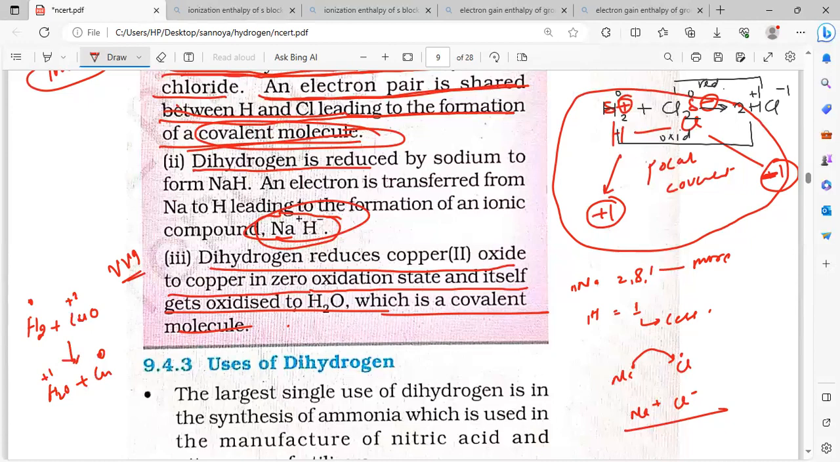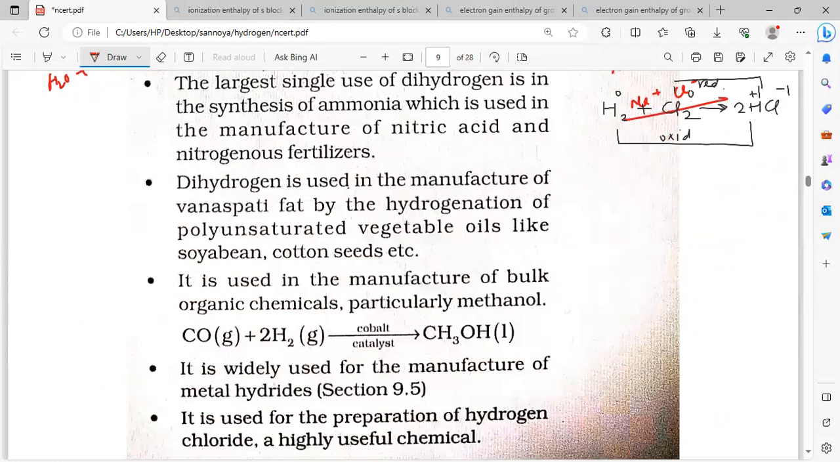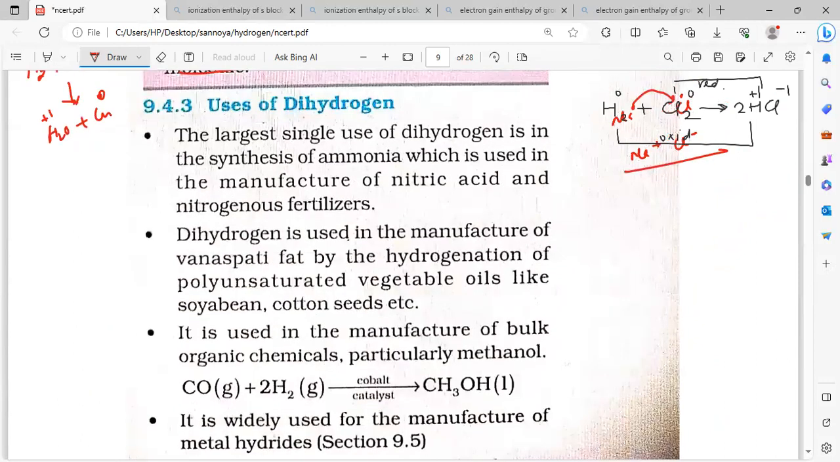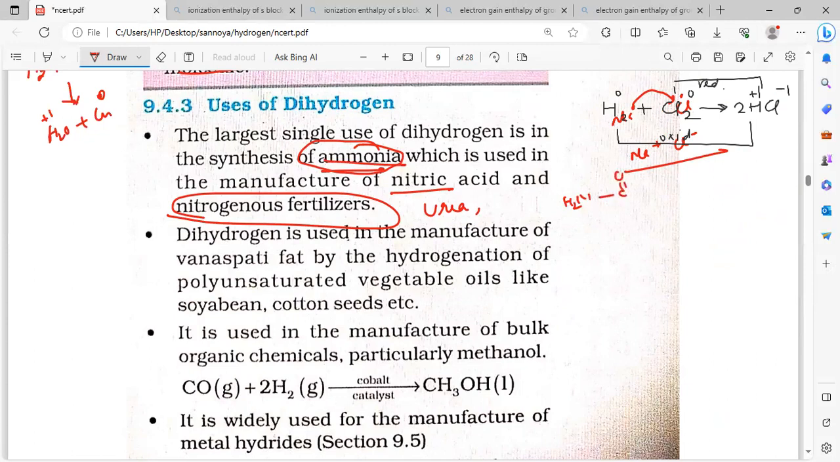Okay, usage of dihydrogen. See the important usages. The first and most important one is the manufacturing of ammonia. Once you prepare ammonia, you can prepare nitric acid, nitrous acid, and nitrogen fertilizers like urea and ammonium phosphate. They are all prepared from ammonia only. The urea formula is NH2, C double bond O, NH2. We prepare it from ammonia, so the most important use of hydrogen is in the preparation of urea.